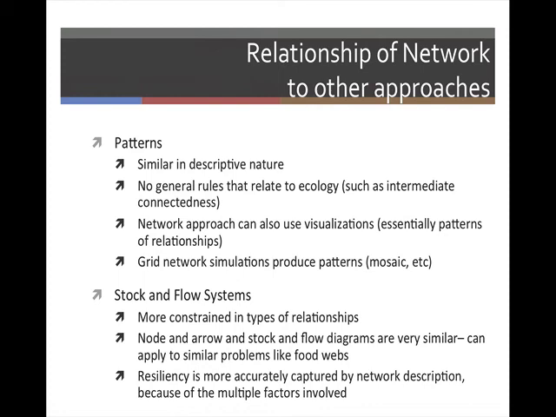So for example, if we're studying a food web, we could have a node and arrow diagram and a stock and flow diagram. They're very similar how they look. It allows us to have that sort of homology between the problems. That allows us to compare what does a stock and flow system tell us that's different from a network approach, and really focus on that comparison rather than have a whole different representation for each system.